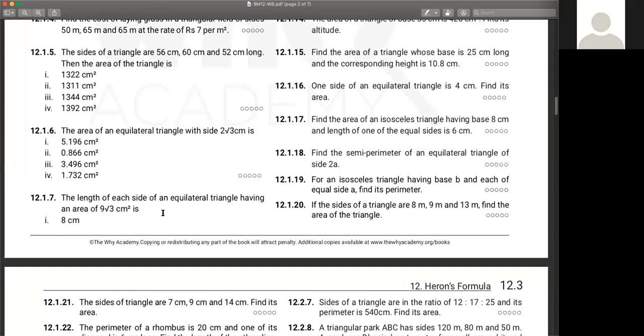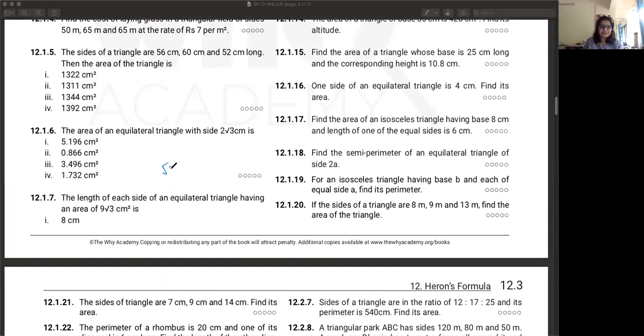Root 3 by 4 into a, root 3 upon 3 by 2 a square, root 3 by 2 a square. Slight, root 3 by 4. Root 3 by 4 a square. I'll just write it here, square. So for reference, it is root 3 by 4 a square. Yes, this is the area of an equilateral triangle. So use this formula and then find what the side is.